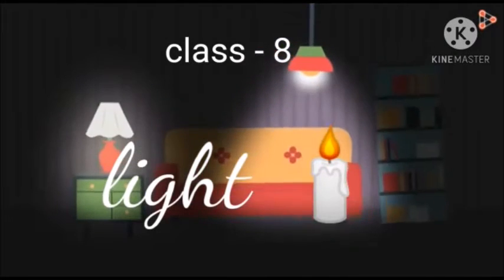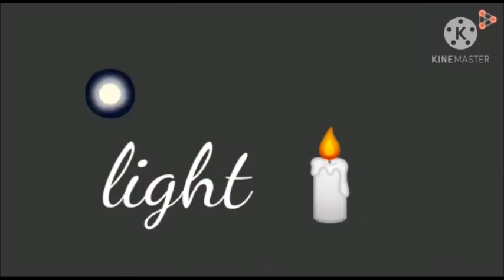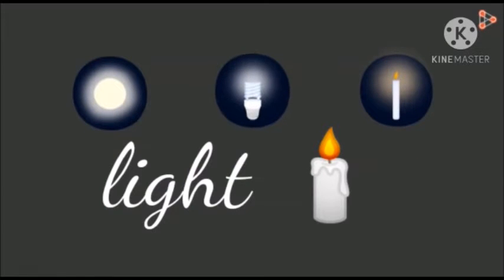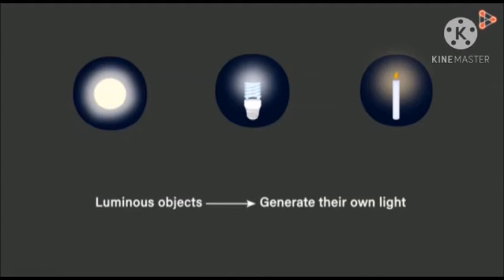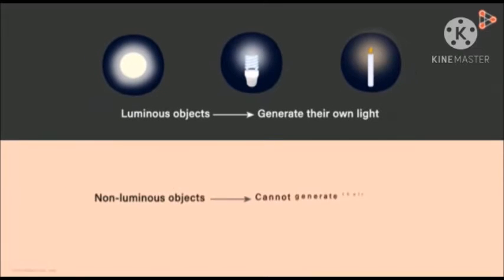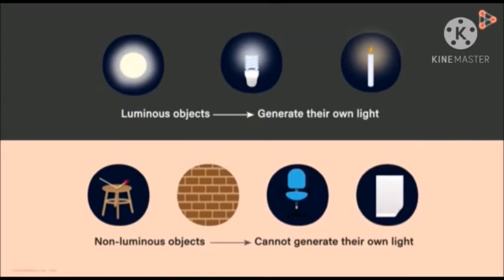Students, we are going to learn in this video about light and its nature. Some objects like a burning candle and a lamp emit light on their own. They emit their own light and are called luminous objects. Many objects do not emit light but reflect light coming from luminous objects from their surfaces. Because of this reflection, we can see such objects.